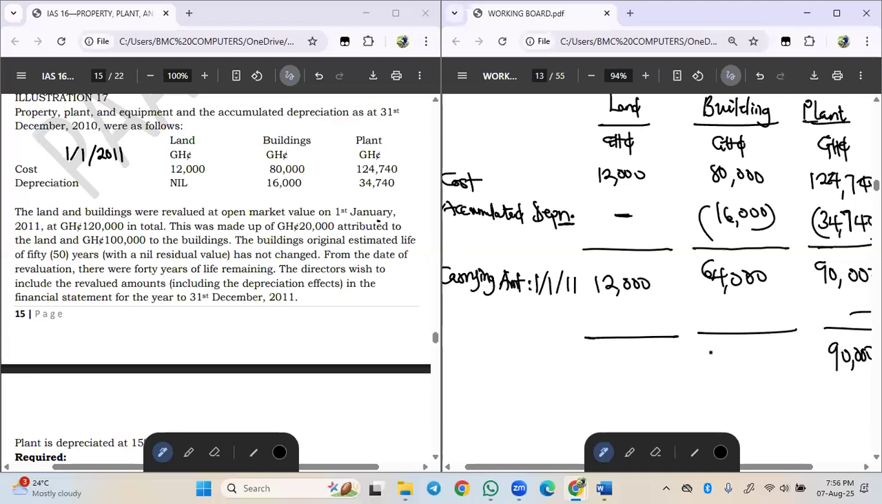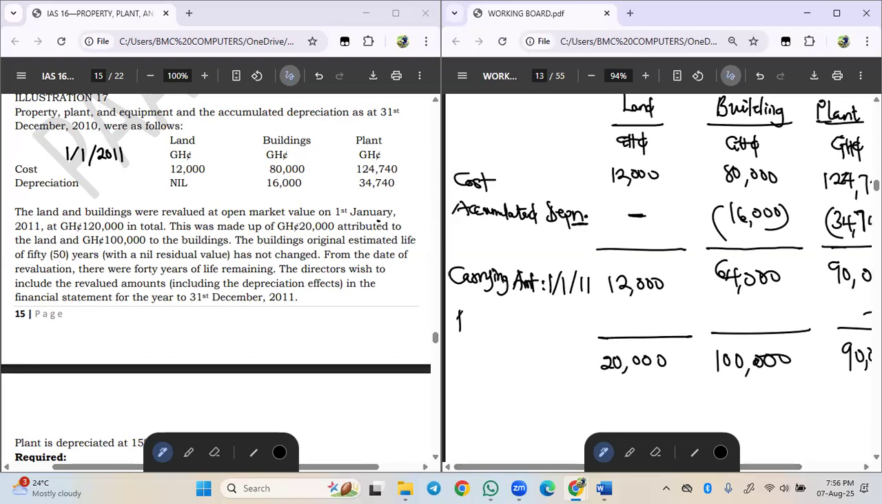This one was revalued to, we are saying 20,000 attributed to the land. So land was revalued to 20,000. Building was revalued to 100,000. So please, the revaluation differences definitely go to revaluation gain or surplus. So this one will be 8,000, the gain 8,000 here. 100 minus 64 will give us 36.